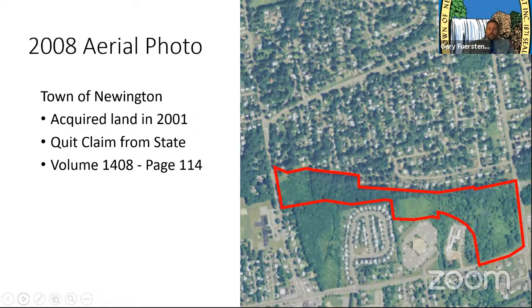At this point, in 2001, the town acquired the parcel from the state of Connecticut via a quitclaim deed. And so since 2001, the parcel has been owned by the town of Newington. And you can see it's just undeveloped land. It's never been developed for an expressway. No grading, nothing's really happened on that parcel since the agricultural use stopped back in the 60s.